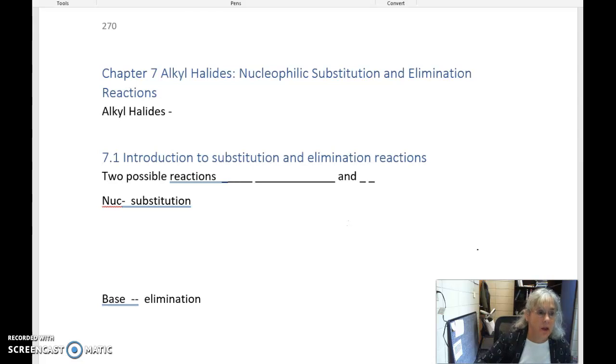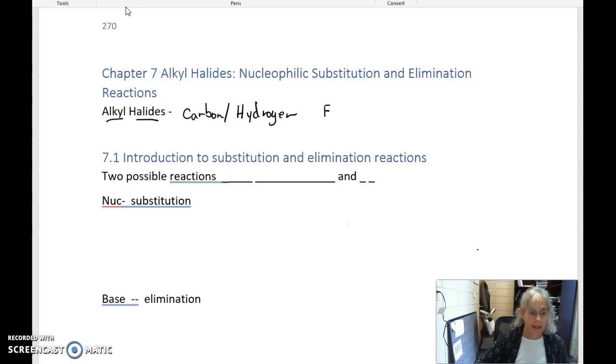Now, these molecules are going to be acyl, which means they're going to be carbon, hydrogen, with a halide. The halides are fluorine, chlorine, bromine, iodine. Okay, so that's all that means.